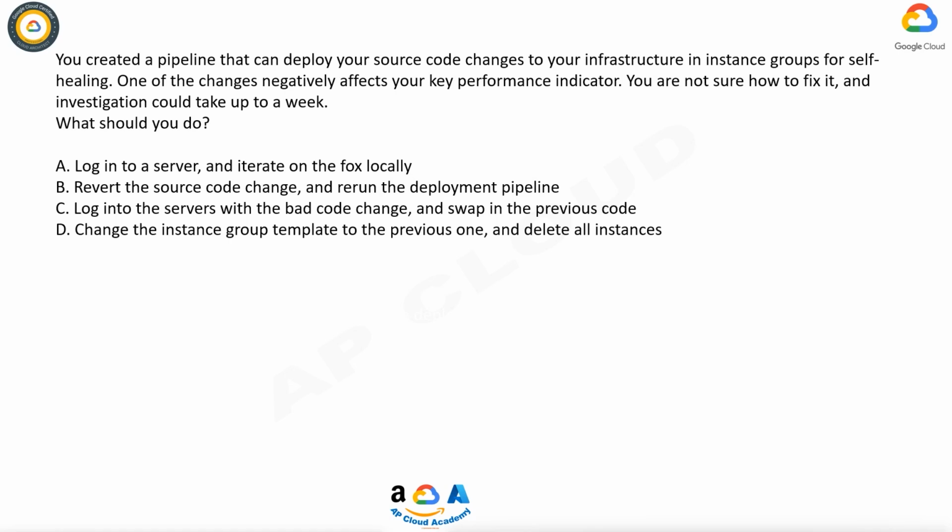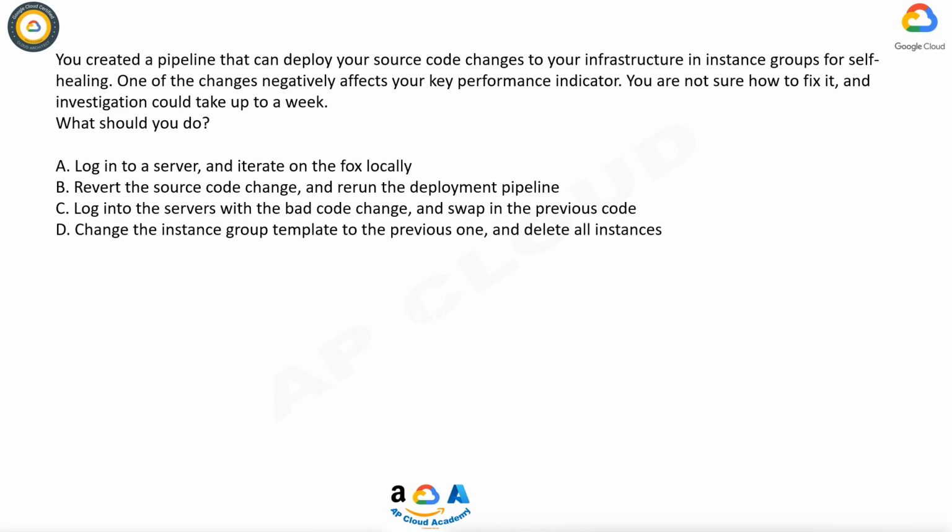You created a pipeline that can deploy your source code changes to your infrastructure in instance groups for self-healing. One of the changes negatively affects your key performance indicator. You are not sure how to fix it, and investigation could take up to a week. What should you do?